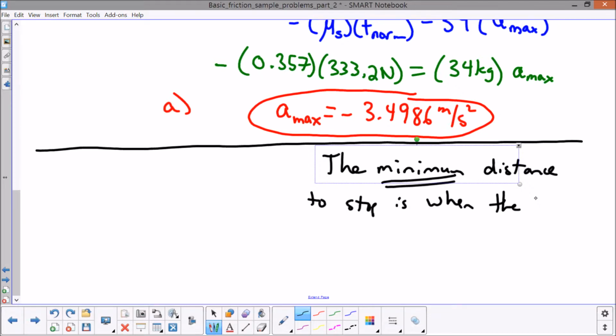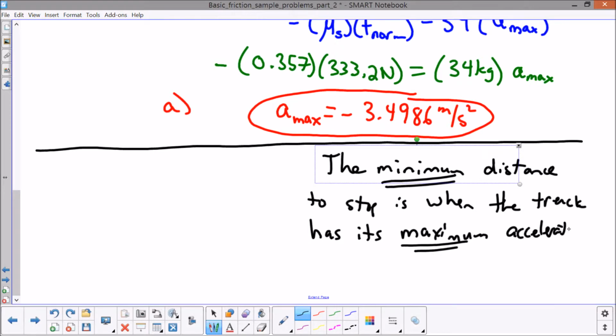So you have to think these things through, because sometimes it's easy to get confused with maximum and minimum. For this, even though we're looking at the minimum distance for the truck to stop, that's going to be when the truck has its maximum acceleration. And that maximum acceleration was what we found in Part A.